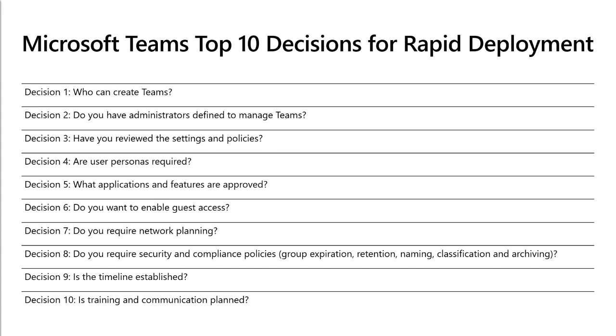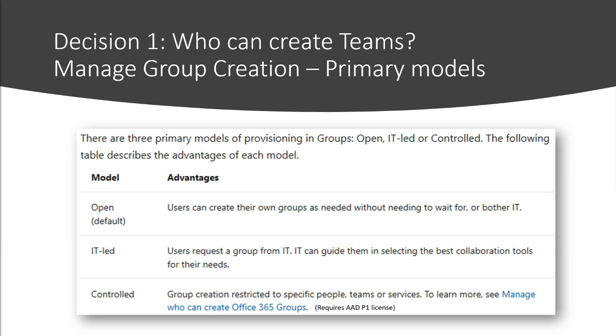All right, so we're going to go and milk these as much as we can in the amount of time we have. Number 1, who can create teams? There are 3 primary models. There is open, that's users can create their own groups as needed without needing to wait or bother IT. That's very common. There's IT-led. Users request a group from IT. IT can then guide them in selecting the best tools for their needs. And then there's controlled, and that's where the group creation is restricted to specific people, teams, or services.